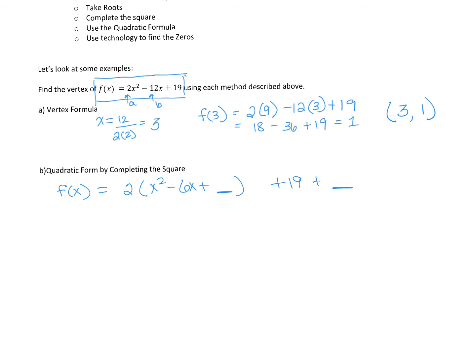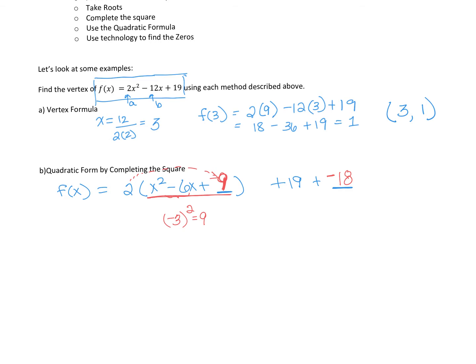All right, so what do I add? Well, when you complete the square, you take half of the middle term, which is negative 3 in this case, and we square it, and that gives us 9. So I'm going to put a 9 here. Now, that means that this is now a perfect square trinomial, and if you distribute this 2, what I've really done is added 18 to this side of the equation, so I must also subtract 18 to keep things even.